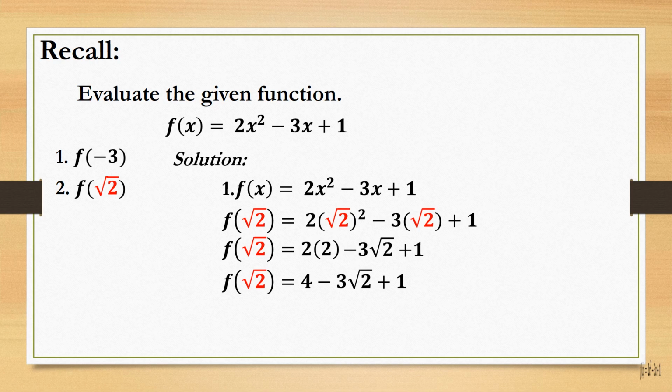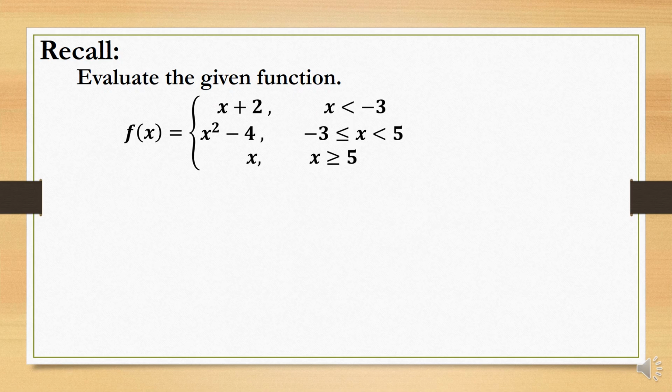You have observed that we have constant terms. The constant term with a radical, we cannot combine with the terms without a radical sign. So the answer is 4 plus 1 is 5. Then copy negative 3 square root of 2. So f of square root of 2 is 5 minus 3 square root of 2.